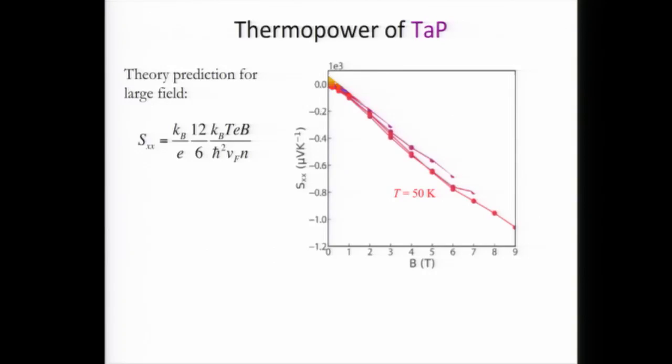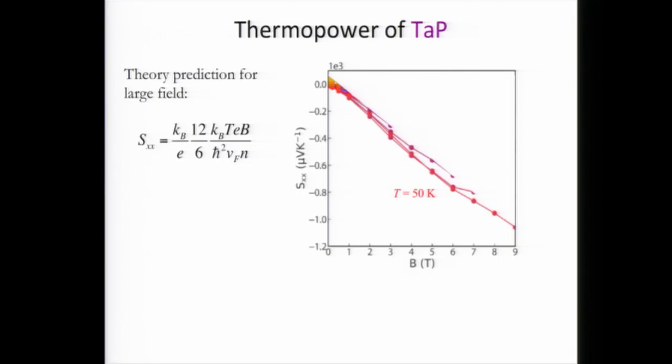OK, so let's look at tantalum phosphide. Here's the same form, and we have another factor. We have a large factor here that comes from having many Weyl points, which helps. And here I'm just showing data for 50 Kelvin. You can tell I've covered something up. Don't worry, I'll reveal it in a second.